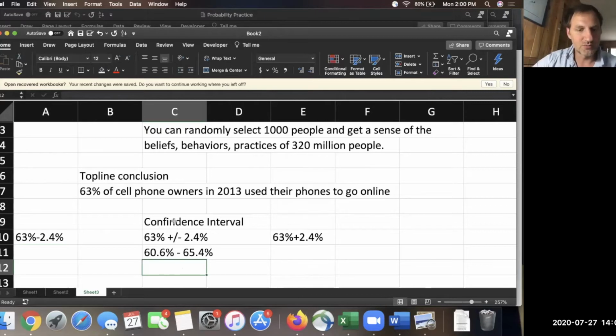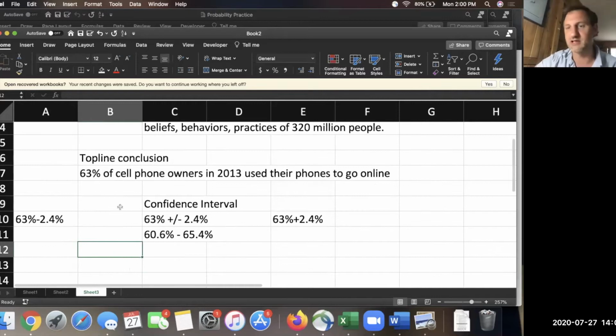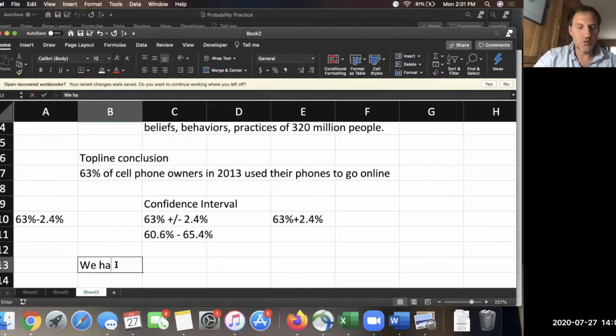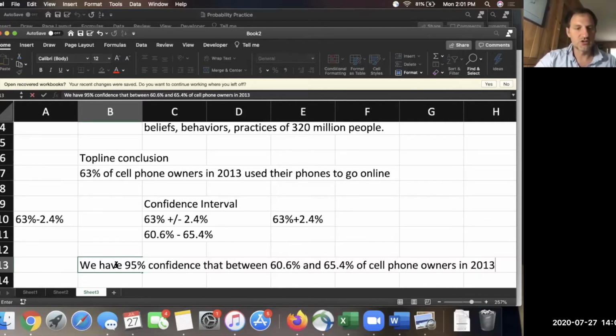Okay. So the confidence interval basically is the only math we have to do. And then what we would want to do is translate this into a more nuanced sentence. This is the top line that you would see in an article, but we would really want to say something more like this if we were being more scientific about it. We have 95% confidence that between 60.6% and 65.4% of cell phone owners in 2013 used their phones to go online.